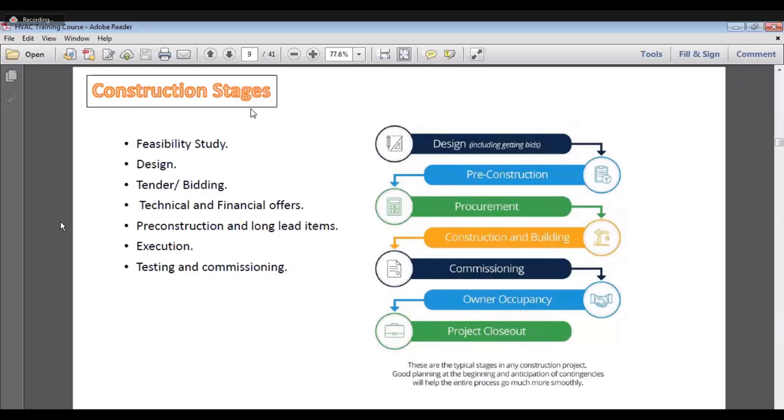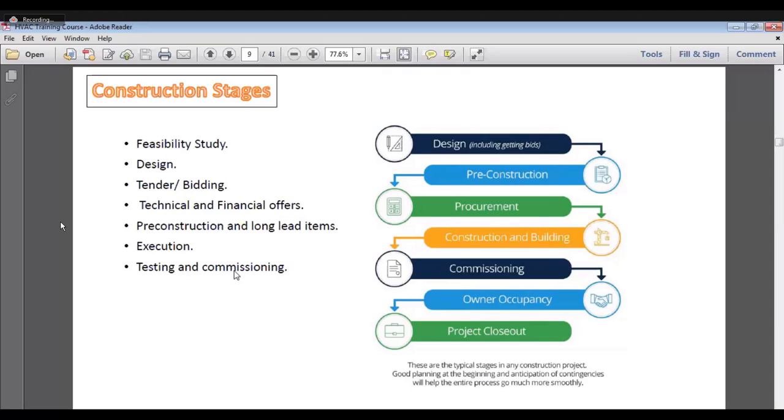We said, what are the construction stages of any project? It begins with the feasibility study. Then the designer begins to design the building. Then it is put out for tender or bidding for the contractor, and the owner and the consultant receive technical and financial offers.